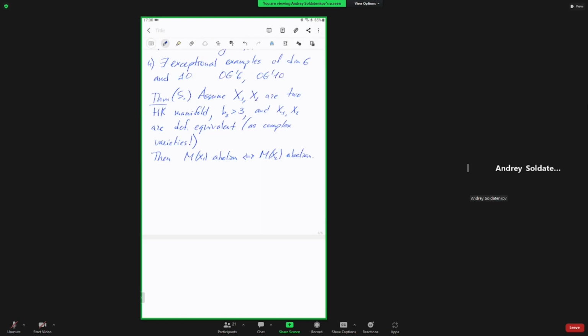So what does it give us? Why is it nice to have such a result? Well, actually, you can deduce from this the corollary: in all known cases, motives of hyperkähler manifolds of all known deformation types are abelian.